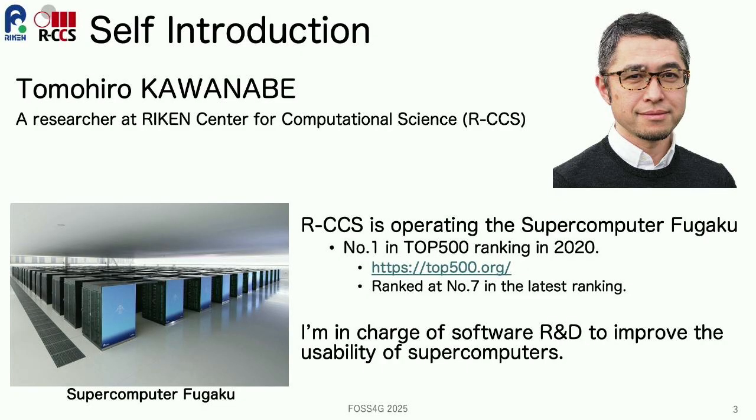So let me introduce myself. I am Tomohiro Kawanabe from the RIKEN Center for Computational Science. Our facility is operating the supercomputer Fugaku, which was #1 in the TOP500 supercomputer ranking in 2020. And now we are ranked #7 in the latest ranking. I'm working as a researcher in charge of software R&D to improve the usability of supercomputers.